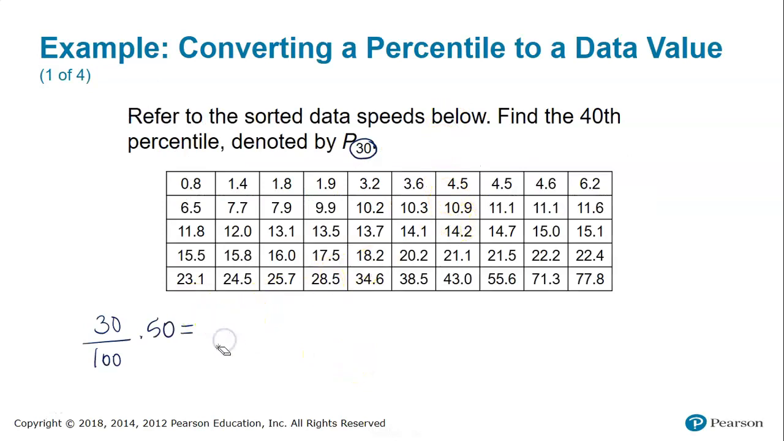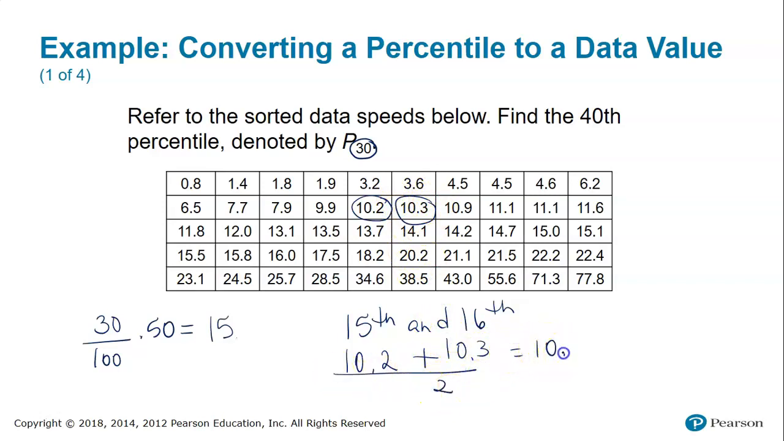Actually 35 is not what I end up with. I end up with 15. Okay, so I don't have any decimal part to this. So this is one of those where I have to take the 15th and the 16th and average them together. So my 15th value, there's 10, 11, 12, 13, 14, 15. So here's my 15th value, which is 10.2, and my 16th value, which is 10.3. Divide that in half, and I get 10.25. So that would represent my 30th percentile.